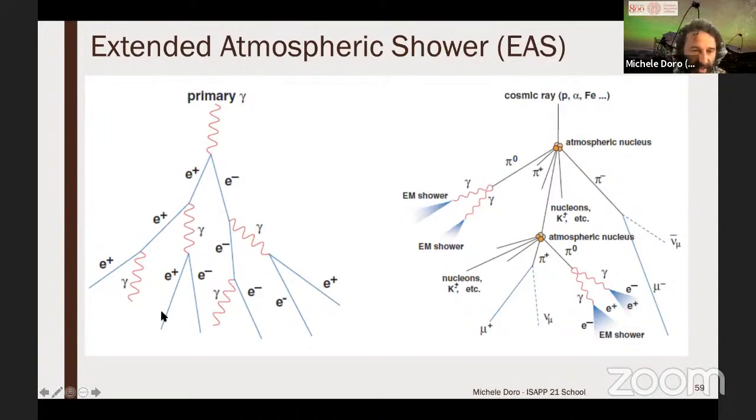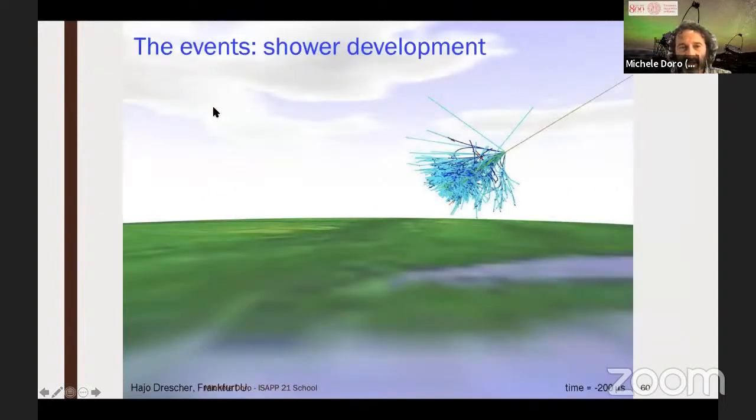And from this, again, the energy is sufficient to make another electron and positron pair. So as the particle goes down, a shower is created. With every step you have more and more electrons and radiation, both for primary gamma and for cosmic rays.